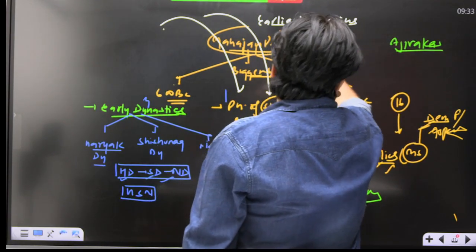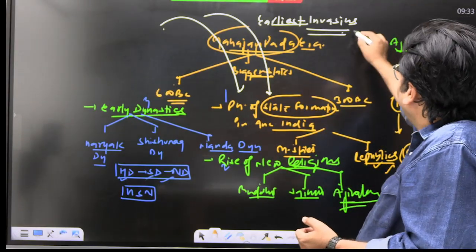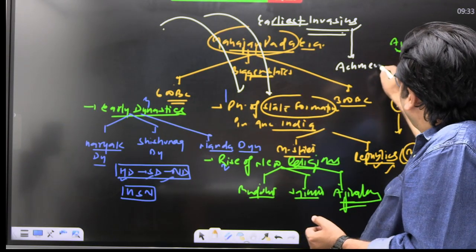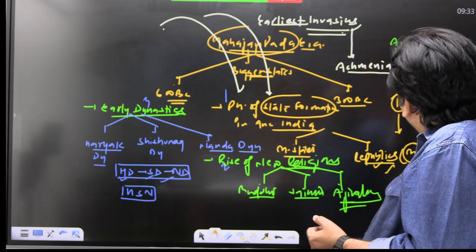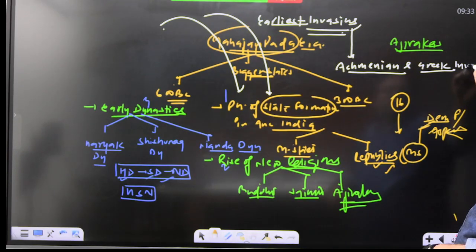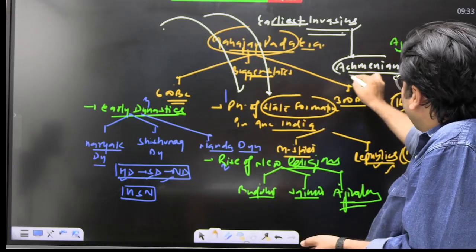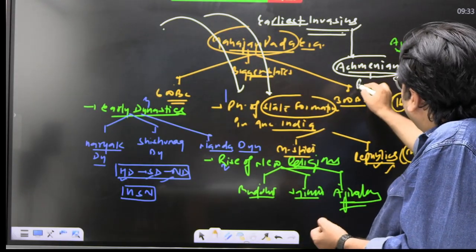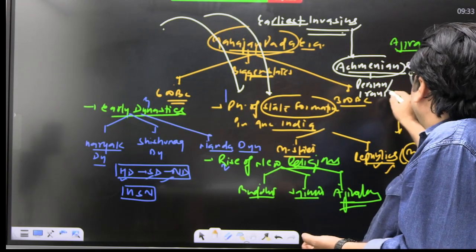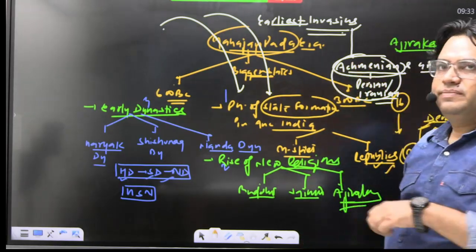Earliest invasions took place, and these invasions were Achaemenian and Greek invasions. These are the earliest invasions. When we are using this word Achaemenian, it means we are talking about the Persian or Iranian invasion.